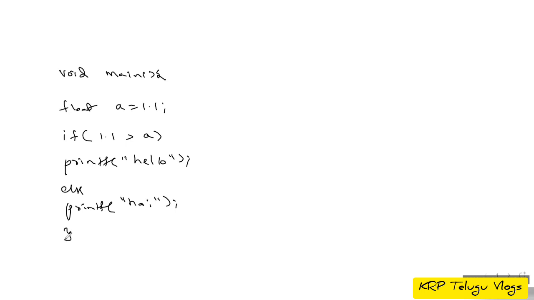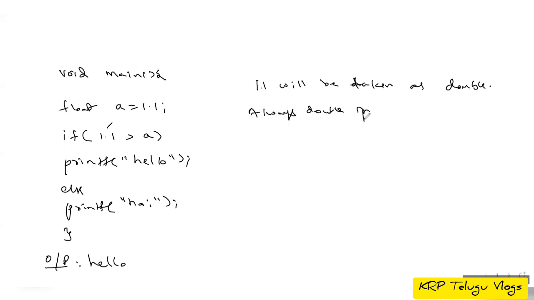Hi. Output is hello. So what will 1.1 be taken as, double or float or long double? Double, since we don't specify anything. So 1.1 will be taken as double. Always double precision is greater than float. So it prints hello.